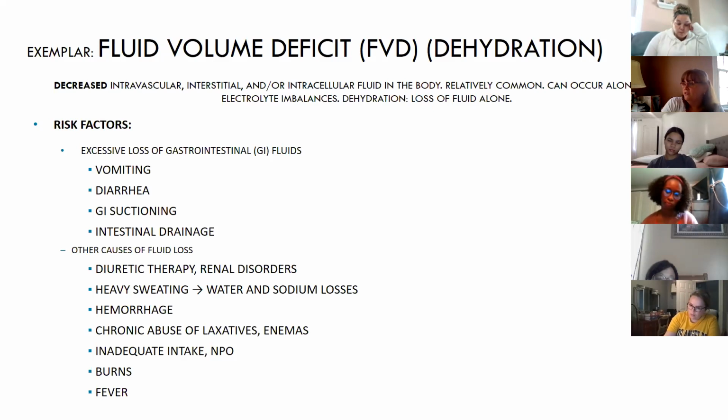So some of our risk factors: vomiting, diarrhea, GI suctioning. If we have someone with an NG tube that's to low wall suction, we could over suction them. We could pull out too much fluid. And if there's any intestinal drainage, so if someone has a colostomy or anything like that, that could be problematic. Other causes we mentioned already: diuretic therapy, heavy sweating.